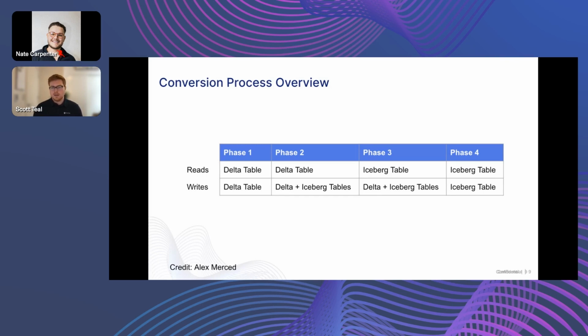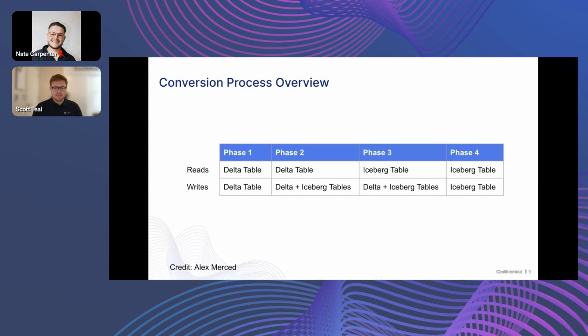Phase one, kind of status quo if you're using Delta Lake today. You're reading and writing to Delta tables. Phase two is that you create an Iceberg target table, and you're making it so all the new writes are going to both the Delta and the Iceberg tables to get them synchronized. And for the time being, you're still using your Delta table for the production reads.